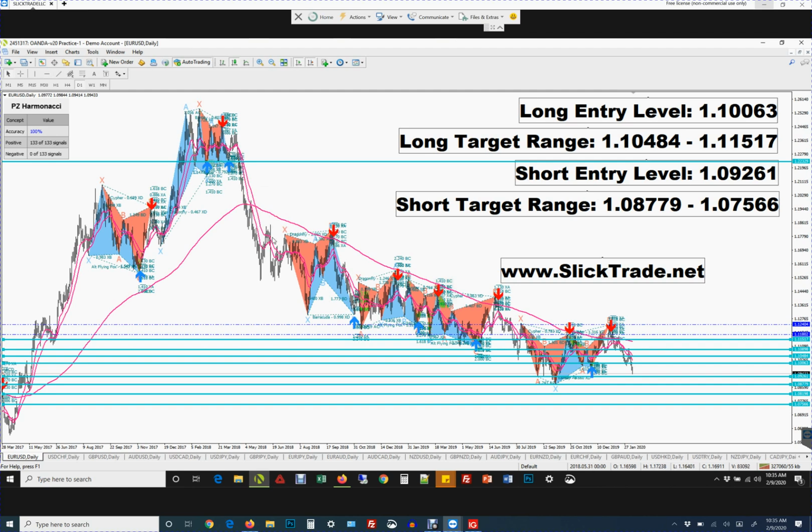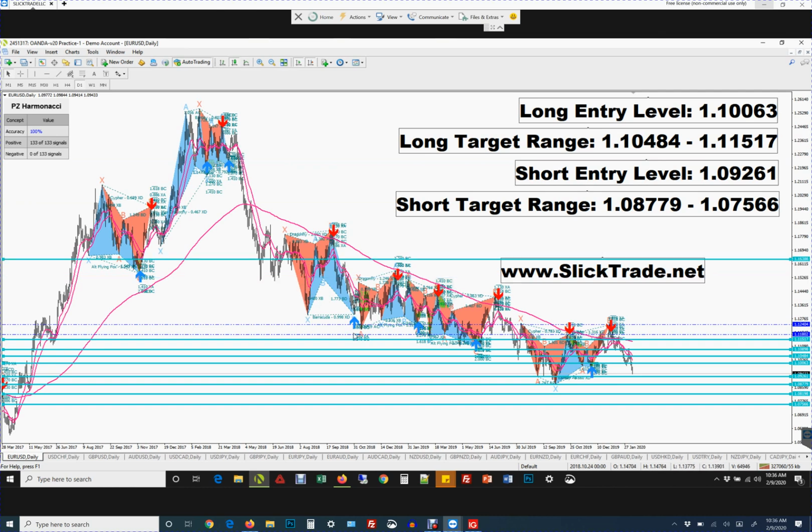Once we came down, then we saw price come up and down and up and down, and then it broke that low right here. See this break here? Down further.